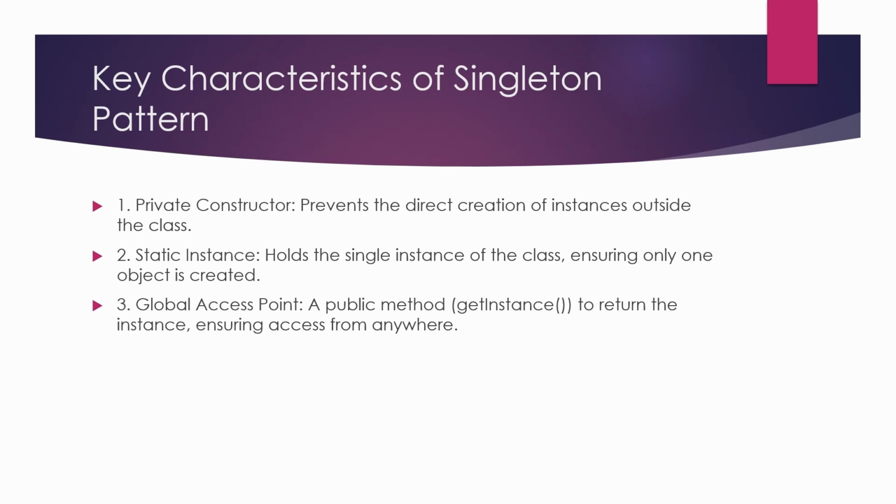There are three key characteristics of the singleton pattern: private constructor, static instance, and global access point. Private constructor: the constructor is private to prevent direct instantiation from outside the class. Static instance: a static variable holds the instance of the class, ensuring that only one instance exists. Global access point: a public method, typically getInstance, provides access to the instance, ensuring that it's used consistently throughout the application.